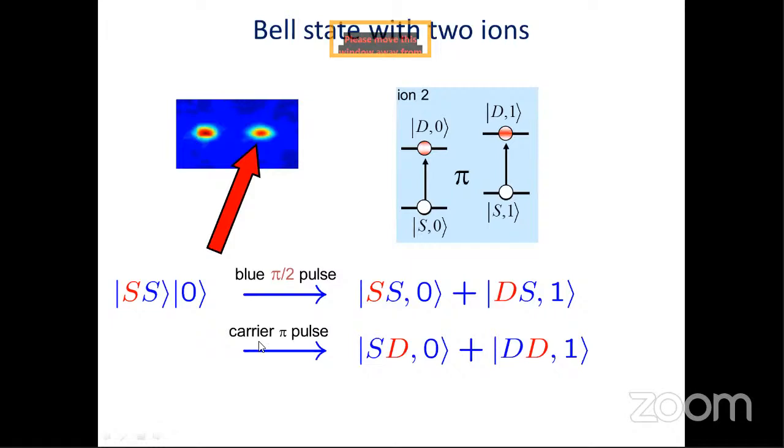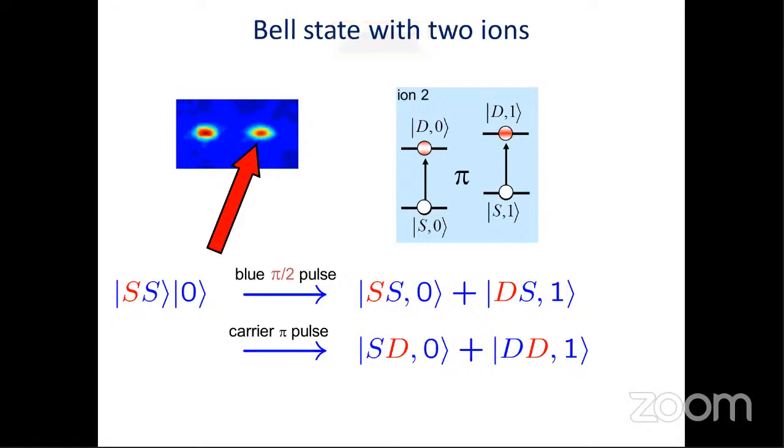Then what you do is you come with a carrier pi pulse, which transfers the population on ion 2. You take the population from ground to excited state on ion 2. And for the first one, since half of the population is already in the excited state, it just remains there. So what you create is this particular state, SD0, where 0 is the motional state, plus DD1. So this is a superposition of the internal states and the external motional state.